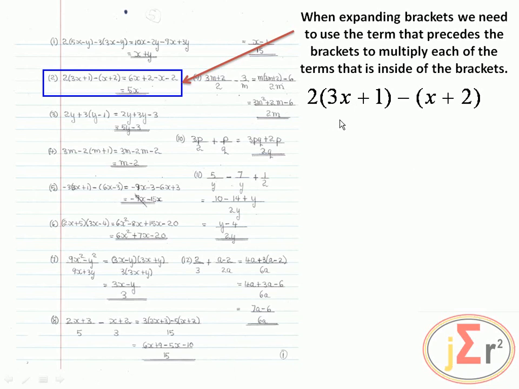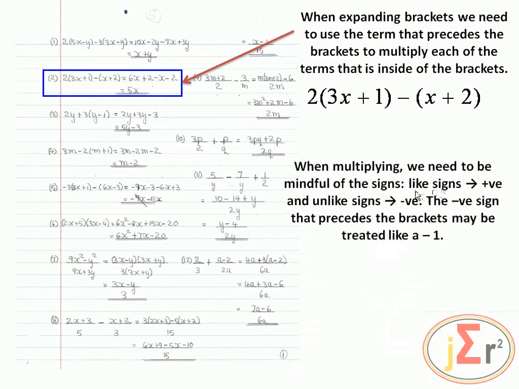The CXC CSEC report said that when students are attempting to expand brackets, they say 2 times 3x, 6x, and they plus 1, not mindful or not exercising the presence of mind that they need to multiply this one by the 2 also. So I am saying here that we need to remember that we need to multiply the 2 by the 3x and also the 2 by the 1. When multiplying, we need to be mindful of the signs. Like signs will give a positive answer, and unlike signs will give a negative.